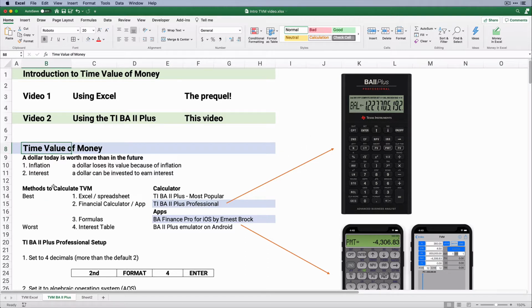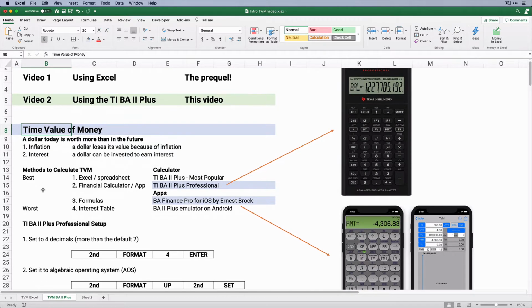Time value of money is the idea that $1 today is worth more than in the future. Two reasons for this: because of inflation. $1 loses its value over time because of inflation, or it takes more dollars to buy the same goods in the future, or interest. You can invest and earn interest over time. So $1 today is worth more than in the future. So if you invest it at 10%, $100 becomes $110.